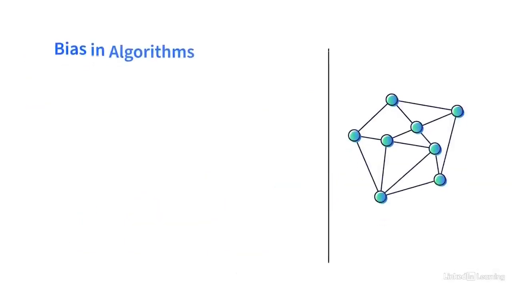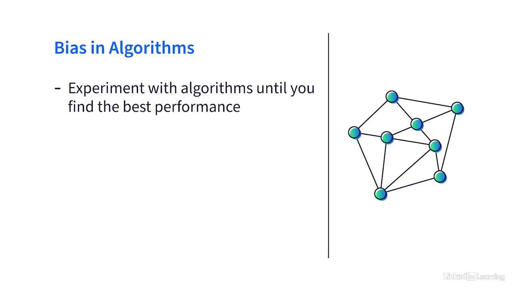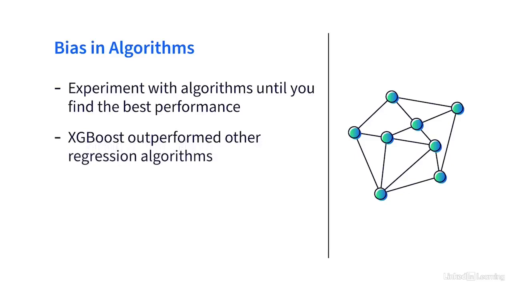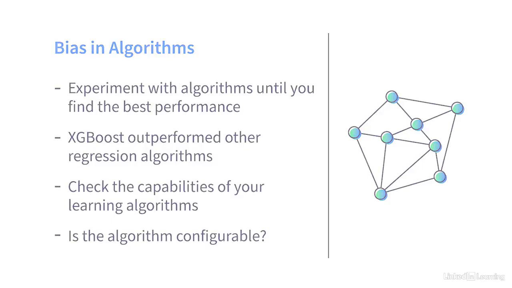Bias can also show up in your selected algorithm. We experimented with various algorithms to select the one that performed the best. We saw that XGBoost out of the box outperformed other regression algorithms. You'll need to understand the capabilities of your selected learning algorithm, is it configurable or not, and how well it fits the problem you're trying to solve.